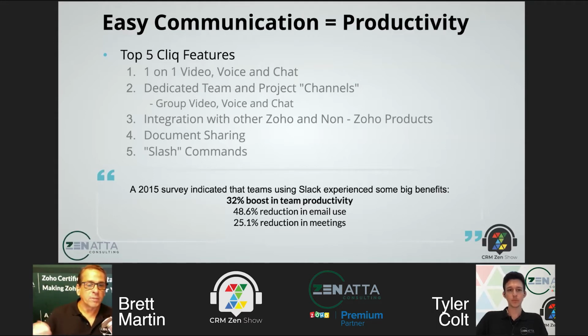And so in a 2015 survey, that's a few years back, but this is the most recent one I could find, teams that were using Slack said they experienced the following productivity: a 32% boost in team productivity, a 48.6% reduction in email usage. That's just huge. It's one of the things that Slack does, is rather than emailing, having a whole group CC, that all kind of goes away, and you can really just streamline things by handling it all internally inside Cliq. And then a 25% reduction in meetings. So a lot of great benefits across the board, and we're going to go into those in detail.